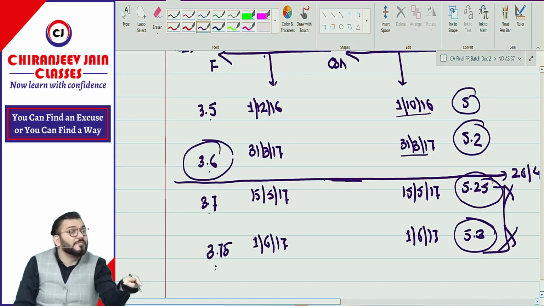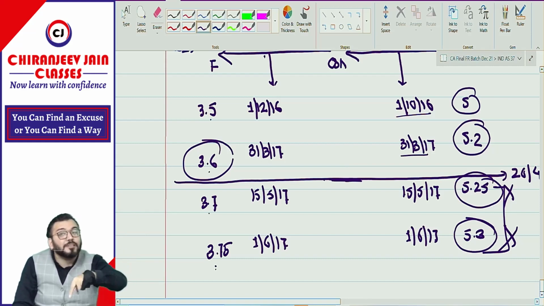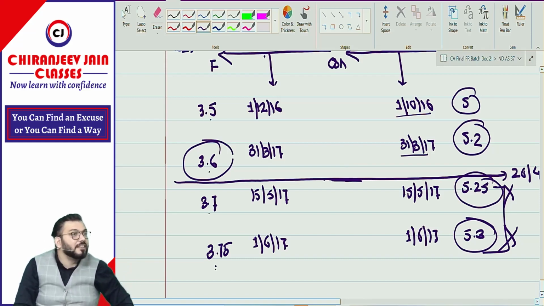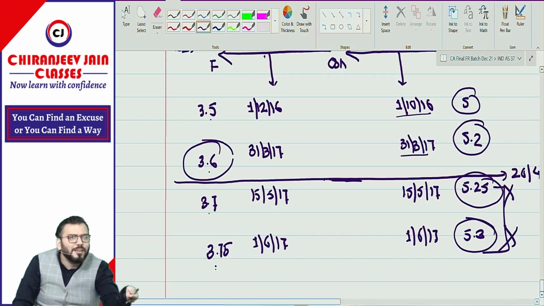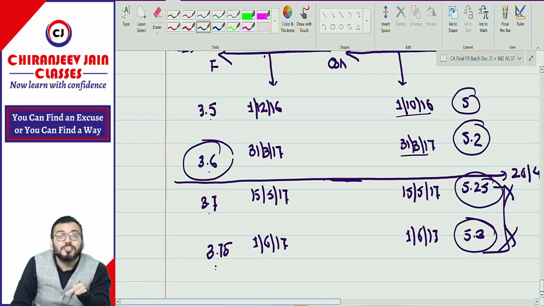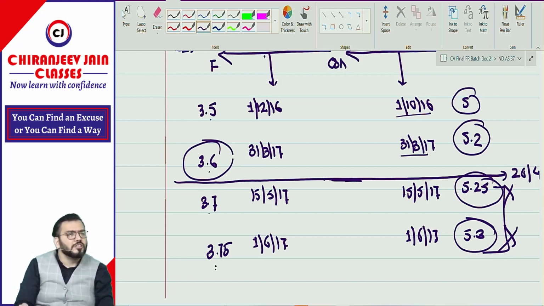If before 31st March the case is decided, it becomes what? Virtually certain. But right now it is not virtually certain. Therefore, it will not be recognized as a reimbursement asset. But it is probable. Correct, it is probable. Therefore, it should be disclosed as a contingent asset. Understood? Easy or not? Easy.